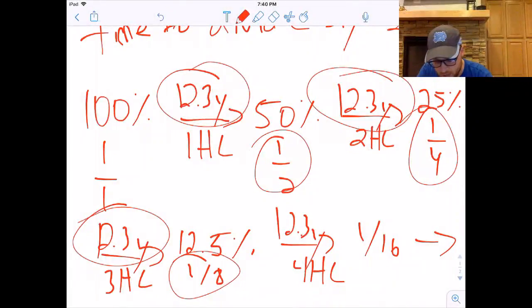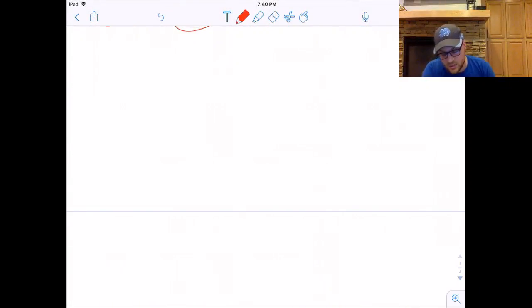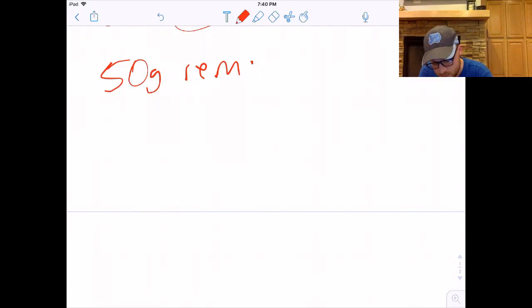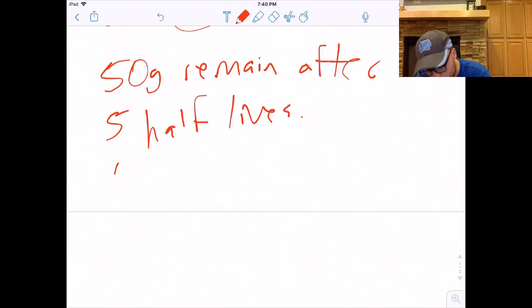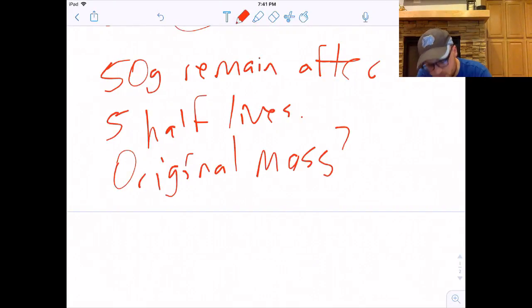So if they give you a mass to start with, or let's say you're working backwards. Let's say 50 grams remain after 3 half-lives. I keep doing 3. Let's do 5. 50 grams remain after 5 half-lives. What was the original mass? So this one, you've got to work backwards. So it said 50 grams is what you end with.